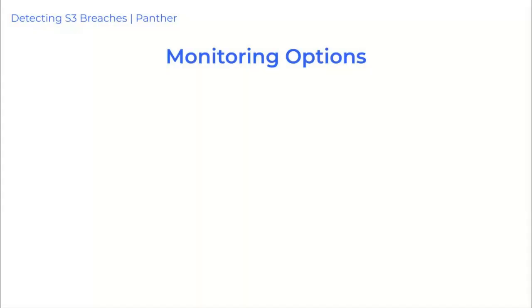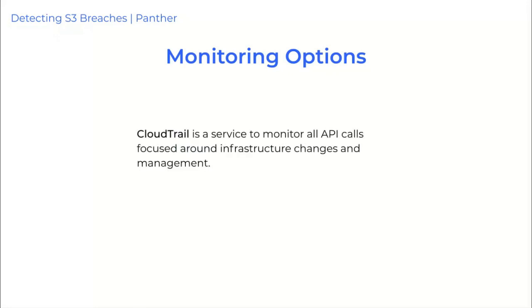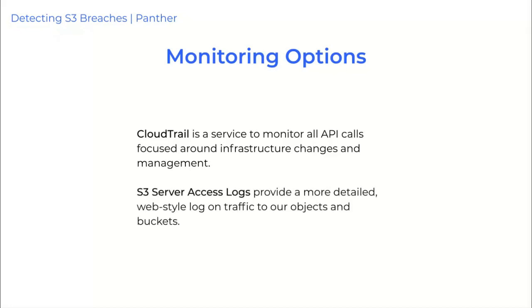So coming back to S3. There are two real options when it comes to understanding traffic. The first one is looking at CloudTrail. CloudTrail is a service that monitors AWS API management events, like creating users, creating buckets, creating instances, things like that. But you can also configure CloudTrail to monitor object-level events from buckets, instead of just the management events. The second option is S3 server access logs, which is a similar monitoring mechanism, but this provides a more detailed web-style log on how objects are being accessed. We'll go deeper into each of these approaches.